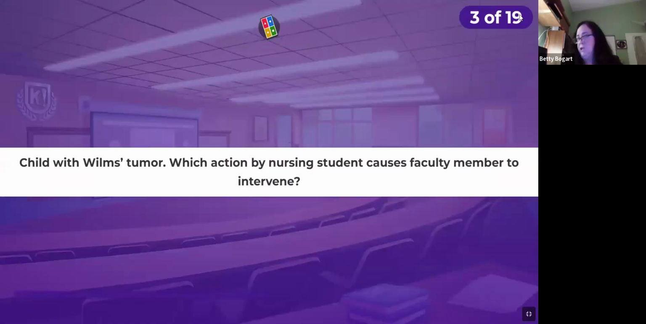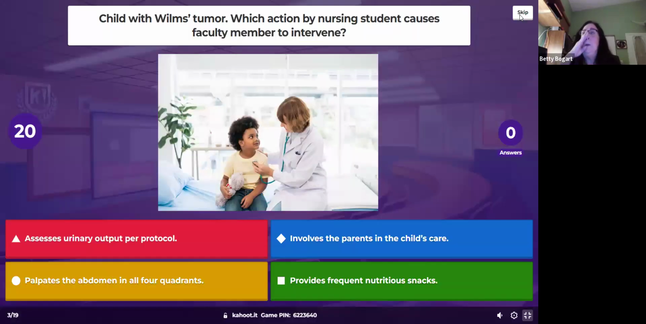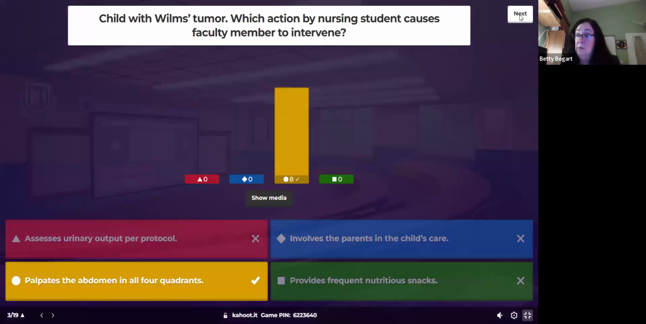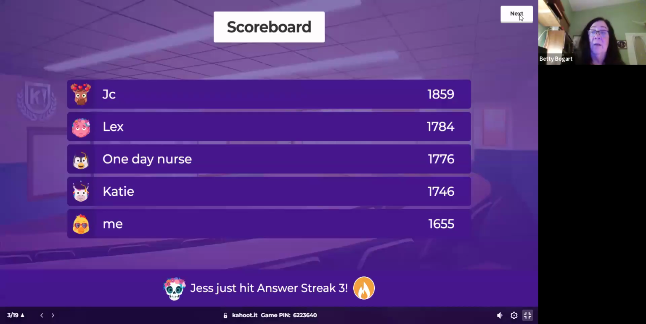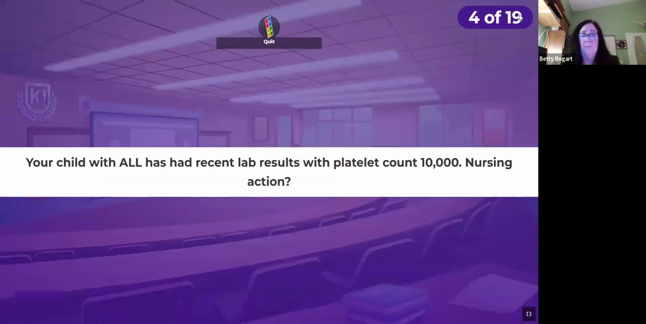Child with Wilms tumor. Rejection by the nursing student causes a faculty member to intervene. Again, what is a Wilms tumor? Nephroblastoma, a tumor of the kidney. A lot of times you have to control it with blood pressure medications. Again, we're not going to palpate that abdomen.